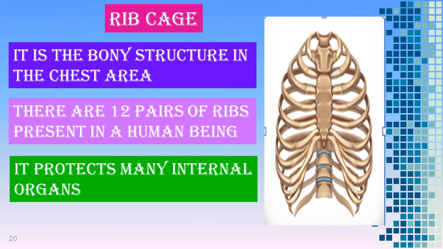Now that we know the importance of the skeleton, let us look at some of the parts of the skeleton. Let us first learn about the rib cage. The rib cage is the bony structure in the chest area. You can easily feel it each time you keep your hand on your chest. There are 12 pairs of ribs present in a human being. The ribs are joined to the backbone at the back and the chest bone in the front. The rib cage protects many important internal parts of our body such as the heart and lungs.